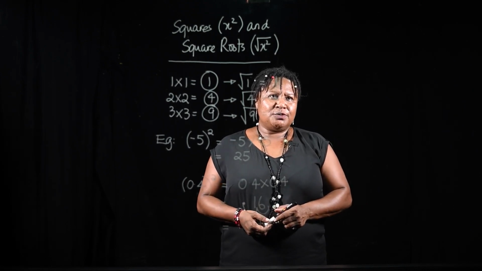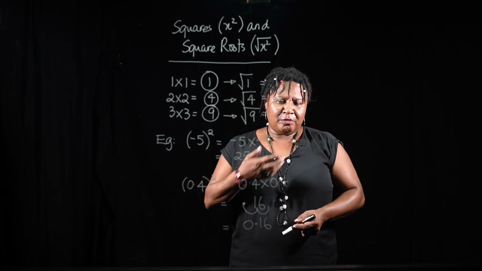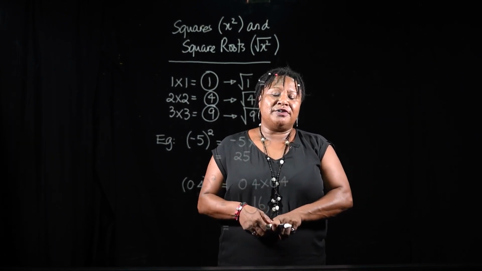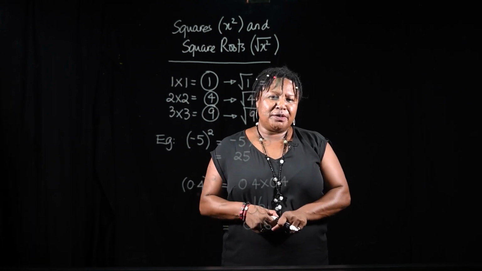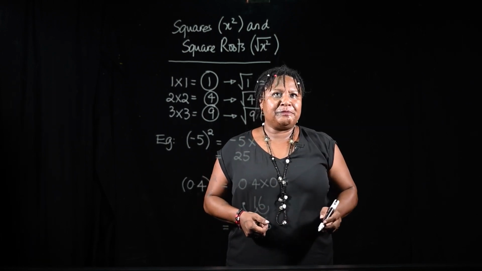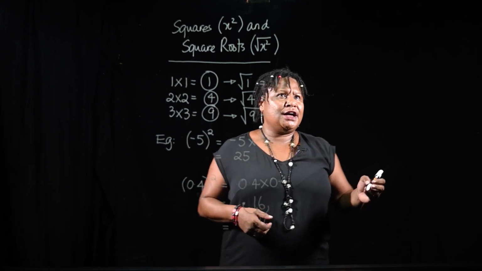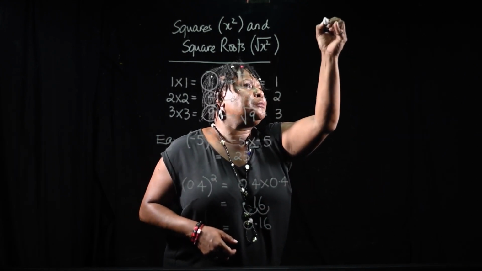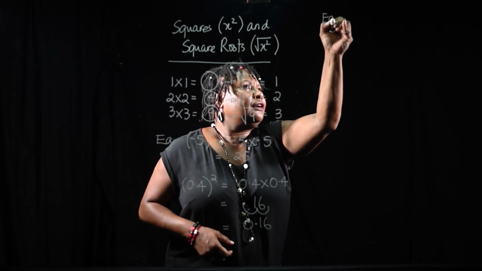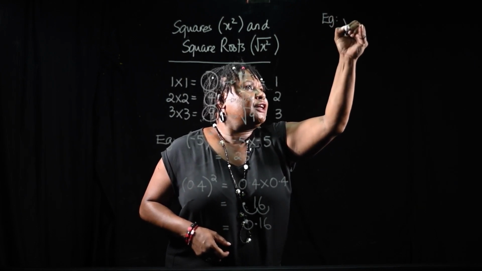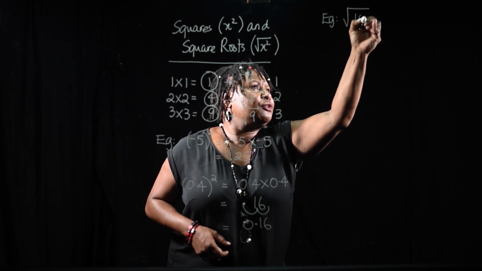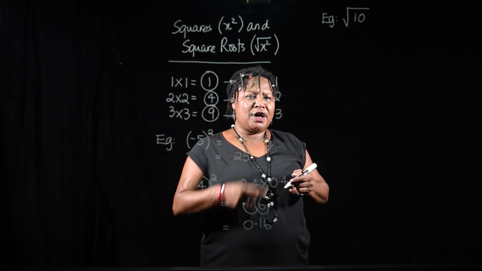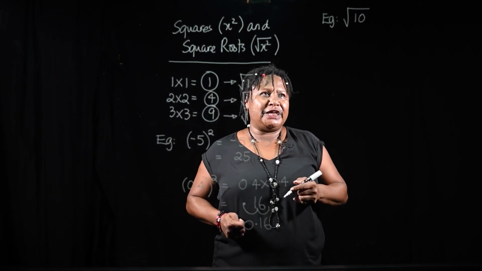Okay, so we're going to do one example on the board to show how we can find the square root of a number which is not a perfect square. So let's have a look at, say, for instance, the square root of the number 10. 10 is not a square number, so how am I going to find the square root of 10?